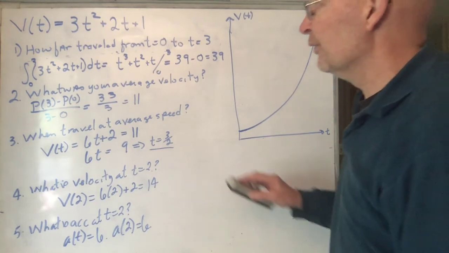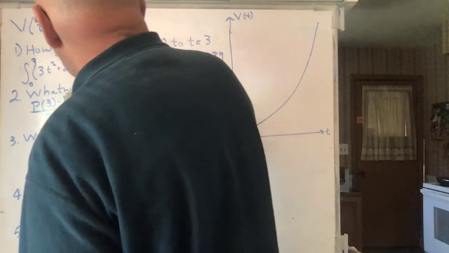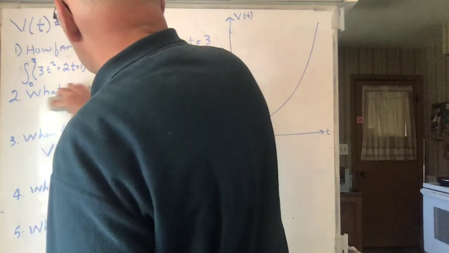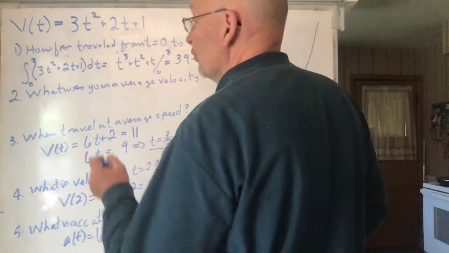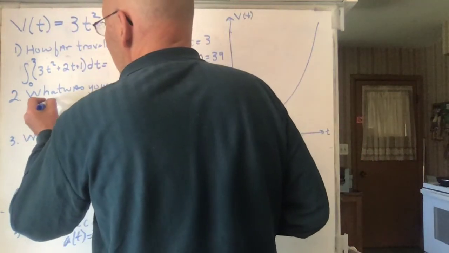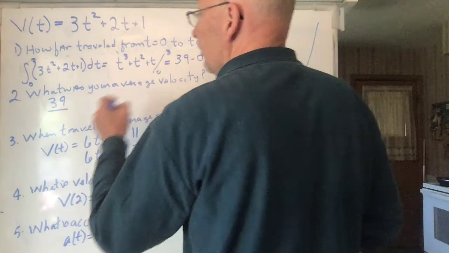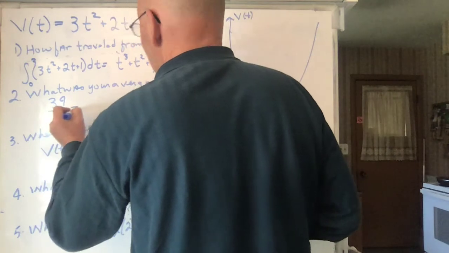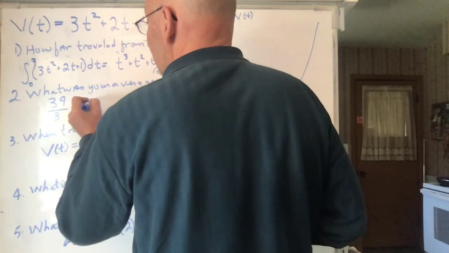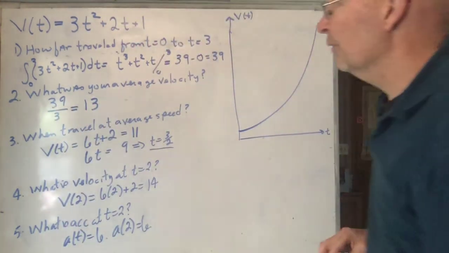What was your average velocity? Well, the average velocity, same as before, is what you get by taking your total distance. So it's going to be 39. There's your distance you traveled, divided by your time, which is 3, and so your average speed is going to be 13. Okay, there's your average velocity.